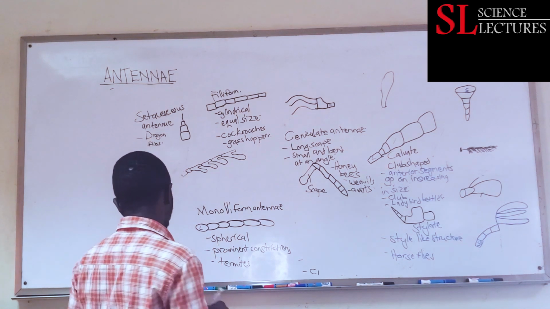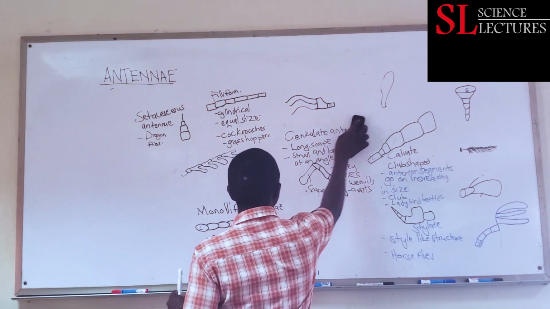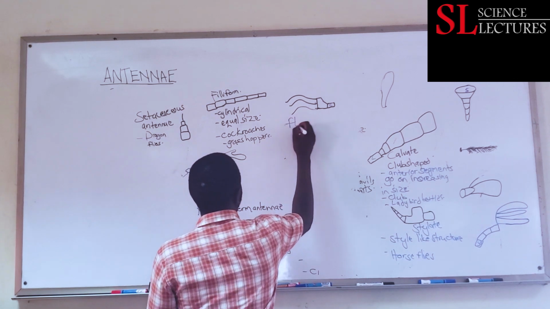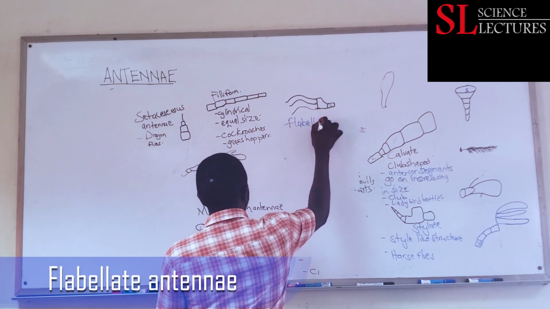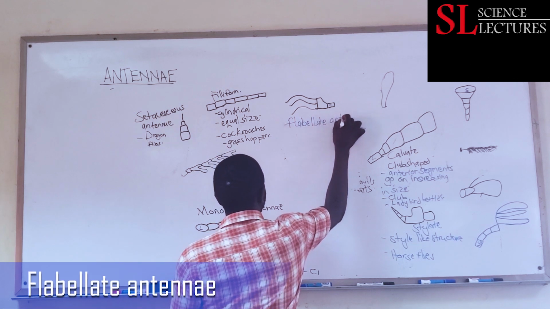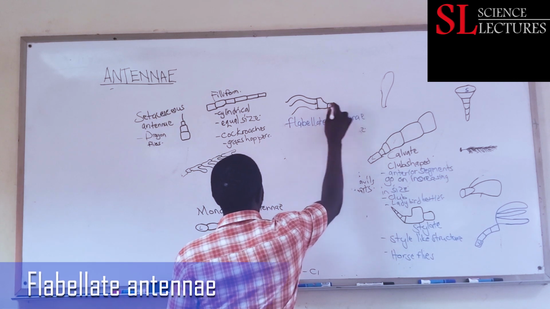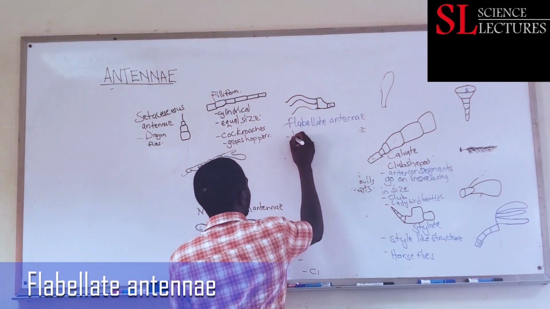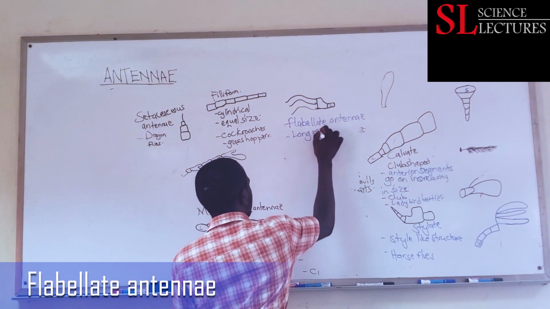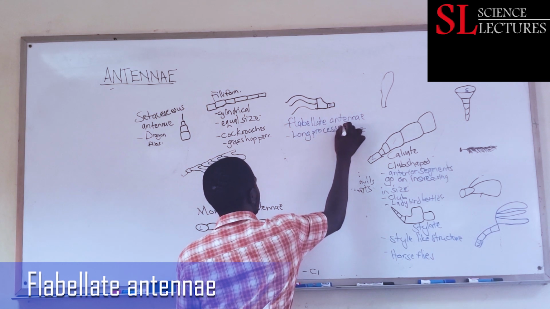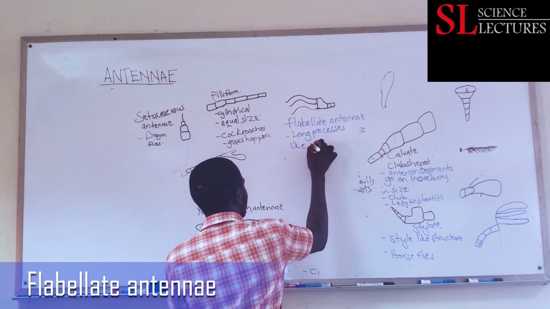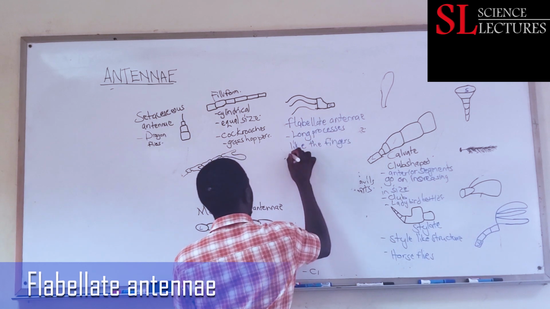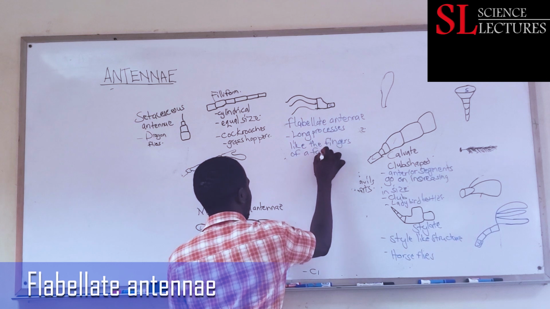Next, I want us to look at flabellate antennae. Flabellate antennae are the ones where the third segments are modified to form long processes, like the fingers of a fan.